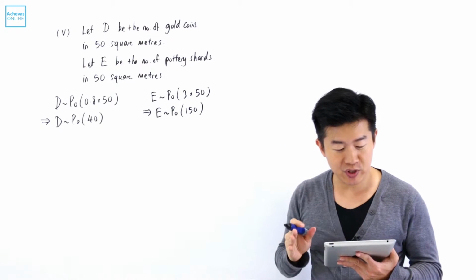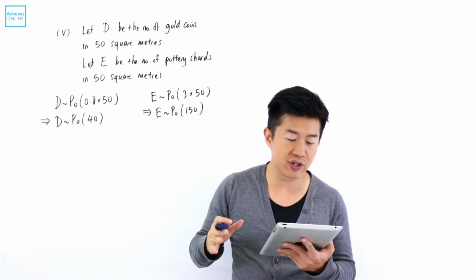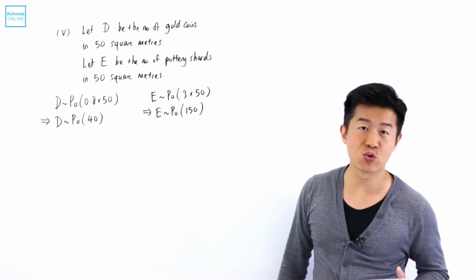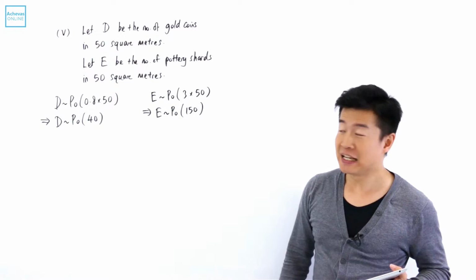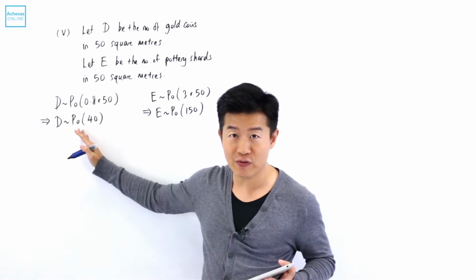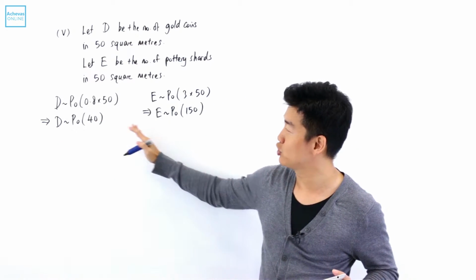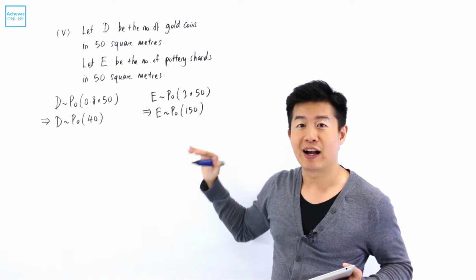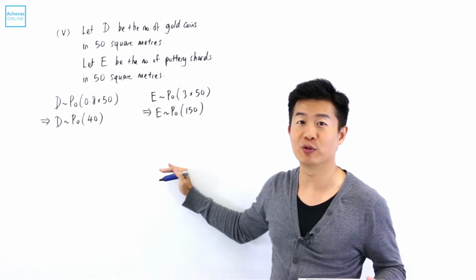I'm supposed to use an approximation to calculate the probability that the total number of gold coins and pottery shards found in a 50 square meters area is at least 200. There are two ways that I can go about continuing with this question. The first way is to immediately find D plus E, because applying the additive property of Poisson distribution, D plus E will just follow a Poisson distribution of 40 plus 150. Once I get the new Poisson distribution, I can carry out an approximation. In fact, it is going to be approximated very nicely to a normal distribution.